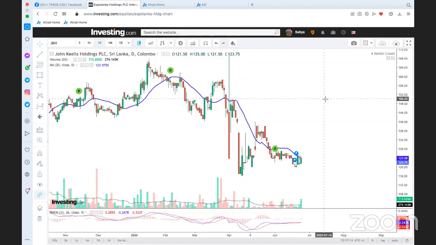As far as JKH is concerned, you can see what has happened. You can see the 20-day, and the positive side is that the prices after hitting this low went up and closed above the 20-day moving average, got rejected, and came down. Now, once again, it is testing the 20-day moving average. But the distance is from here to here.